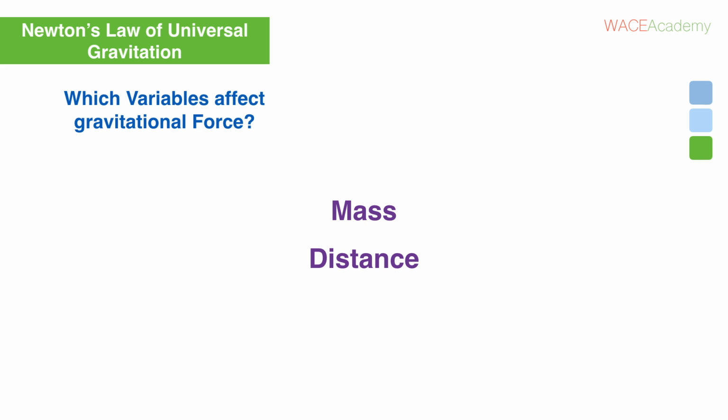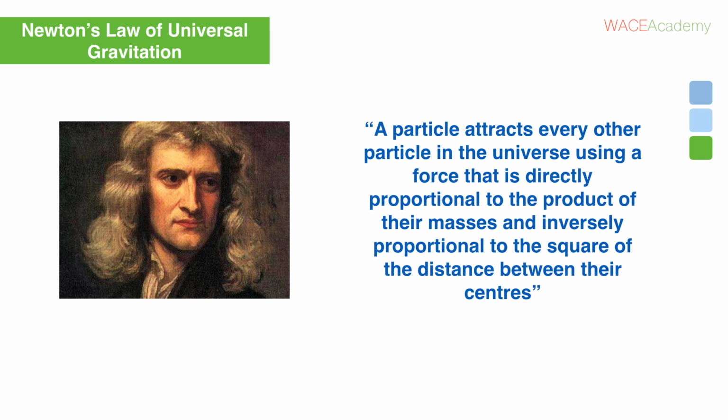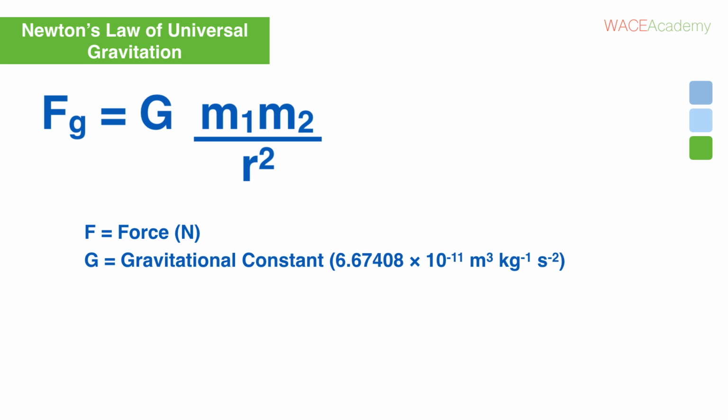Let's bring up that fancy law and equation we mentioned before. Newton's universal law of gravitation states that a particle attracts every other particle in the universe using a force that is directly proportional to the product of their masses and inversely proportional to the square of the distance between their centers. Don't worry if you didn't get this the first time, because we can simply put it into an equation. Specifically, the gravitational force between two objects is equal to the gravitational constant multiplied by the two masses of each object divided by the distance between their two centers of gravity squared. The units for these variables are listed here.